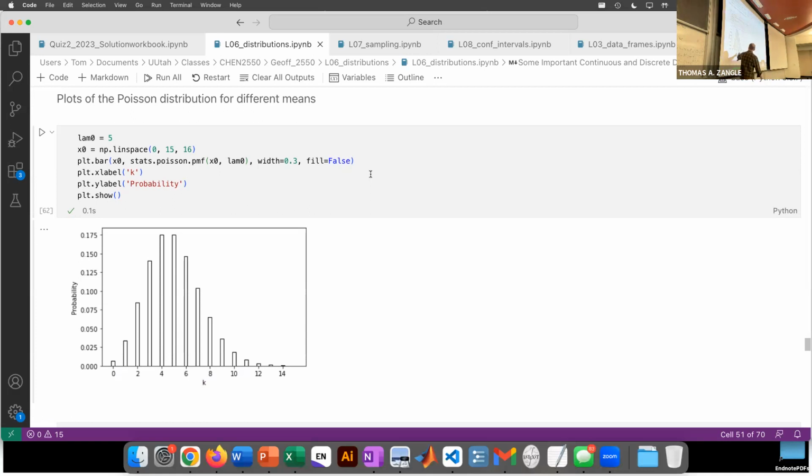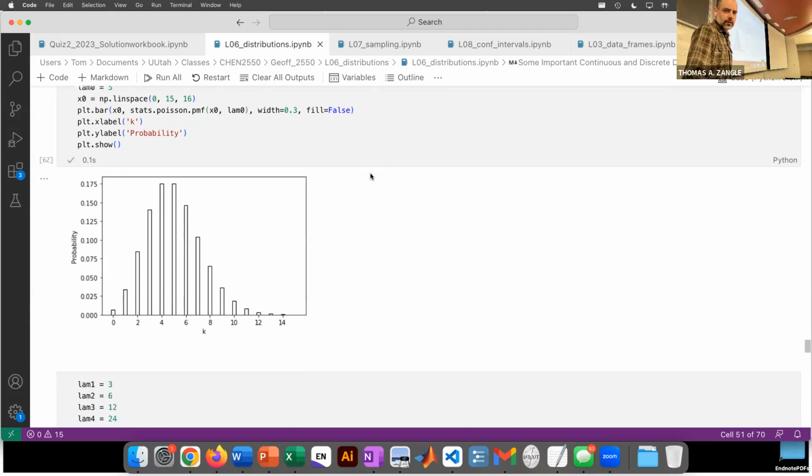So we can see that 5 should be just barely the most probable. Actually, no, it's not. It looks like 4 is actually just barely the most probable. So the average here is 5, but this distribution is skewed, and so we end up with 4 being just slightly the most probable. Again, it's asymmetric, and tails out towards a larger number of events.